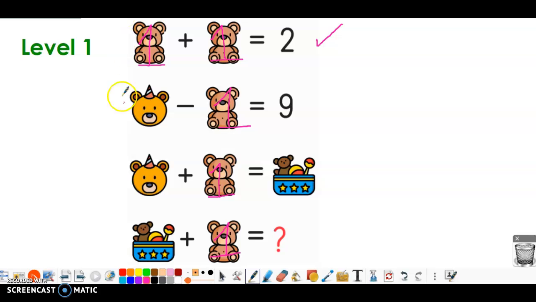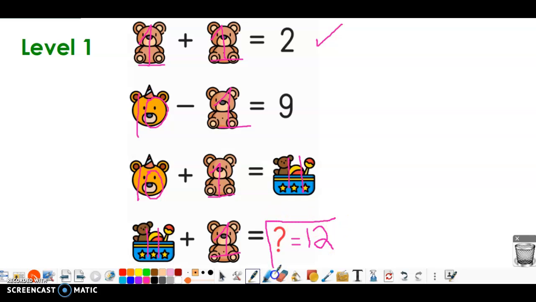So now let's go to line 2. We know that party hat bear minus 1 equals 9. So party hat bear is going to equal 10 because 10 minus 1 equals 9. So now every time you see a party hat bear, you're going to put a 10. And now we can move on to, I don't know, what is this? Toy box. Looks like a toy box. So 10 plus 1 equals toy box, and 10 plus 1 equals 11. So toy box equals 11. So now we'll put 11 for this toy box. 11 plus 1 equals 12. So question mark equals 12.